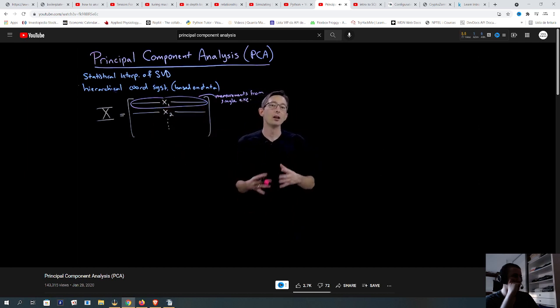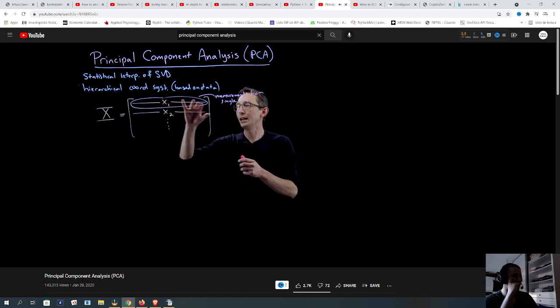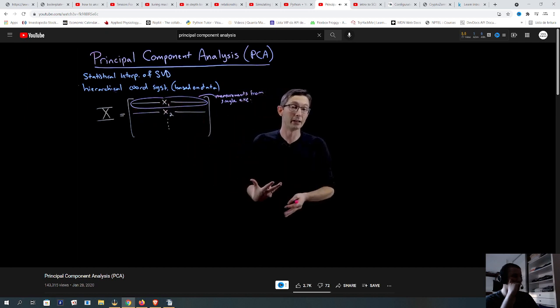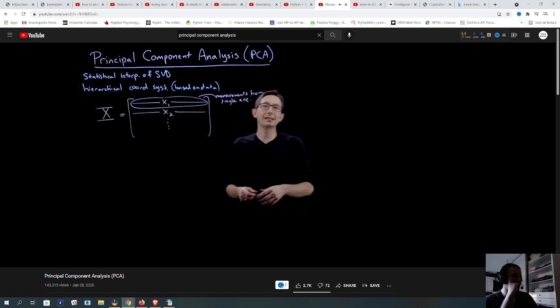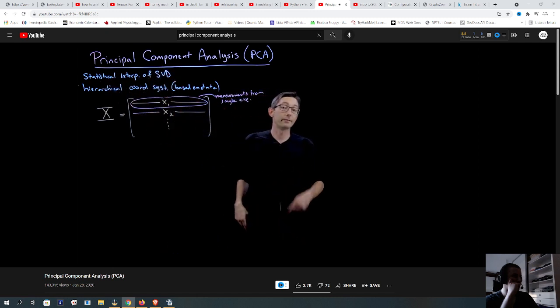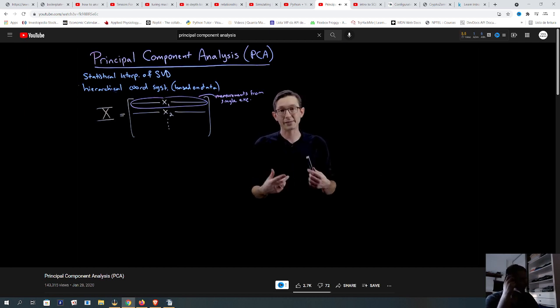And we're going to try to uncover the dominant combinations of features that describe as much of the data as possible. Okay, so we're going to do it using the SVD, but we're going to write it a little bit differently. Because this is the statistical interpretation of the SVD, there's a few steps that are extra that we don't normally do with SVD that we're going to do here.